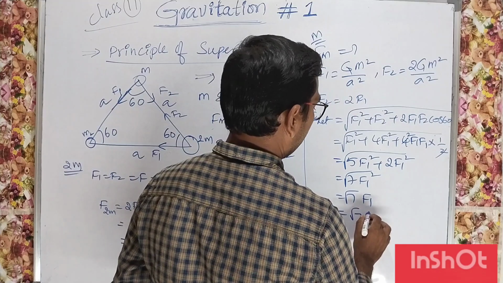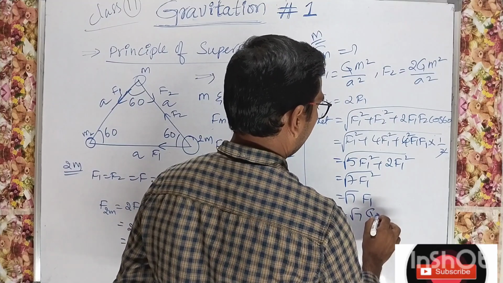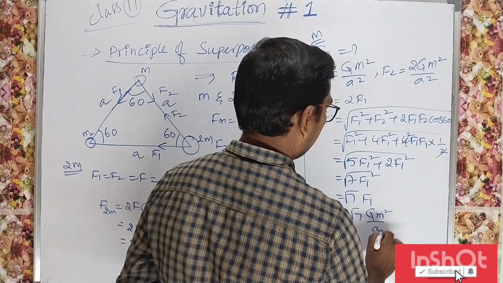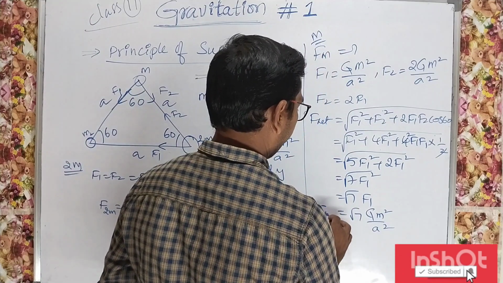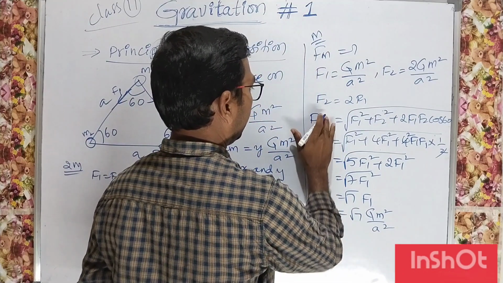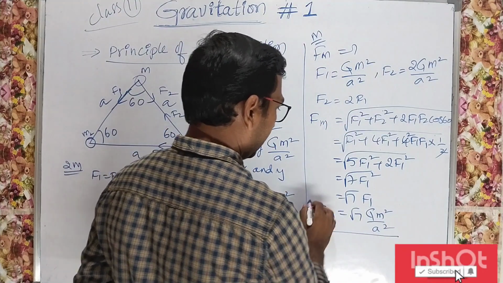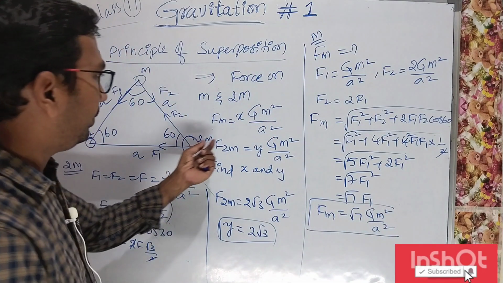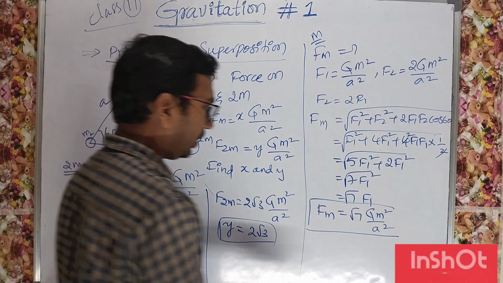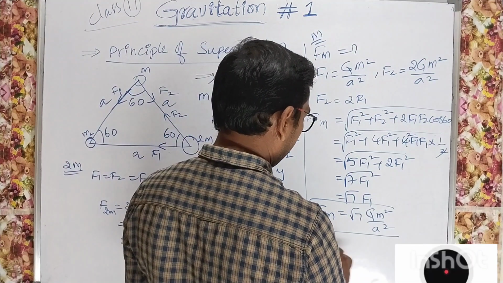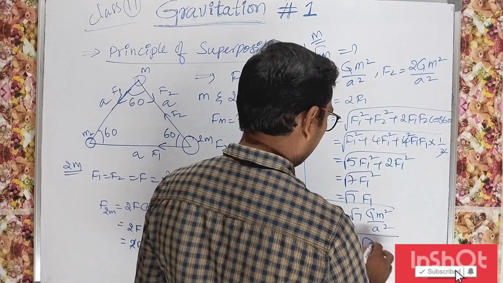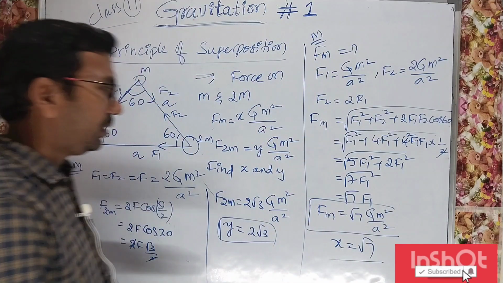Here the F1 value is G m square by a square. This is Fm. So here I will get Fm is equal to, as given, X G m square by a square. So here we will get the X value as root 7.